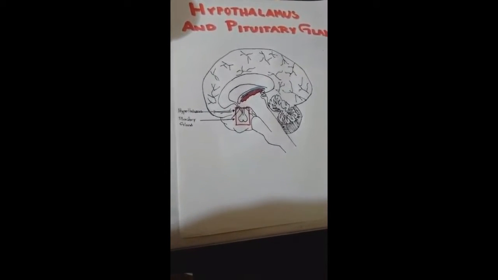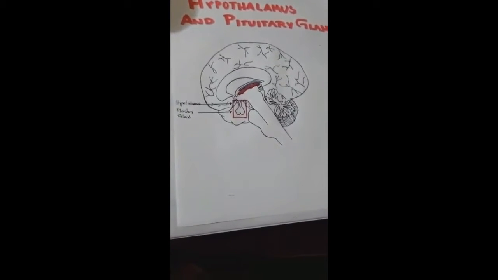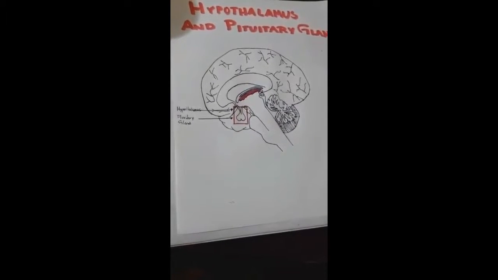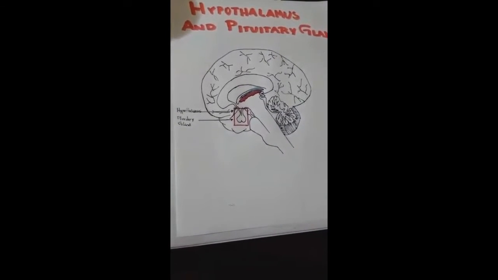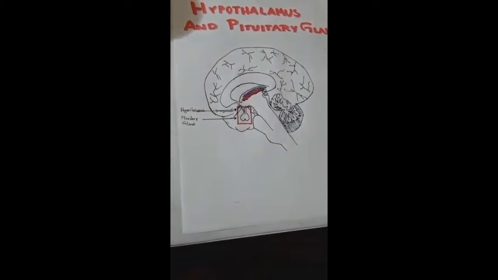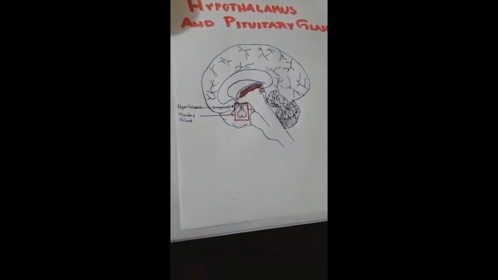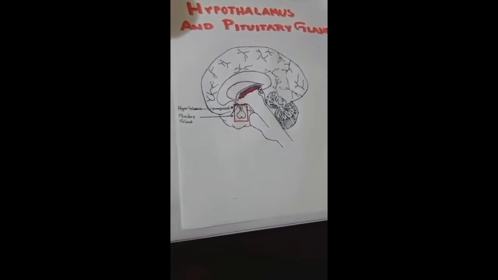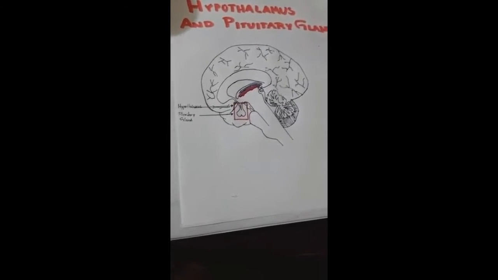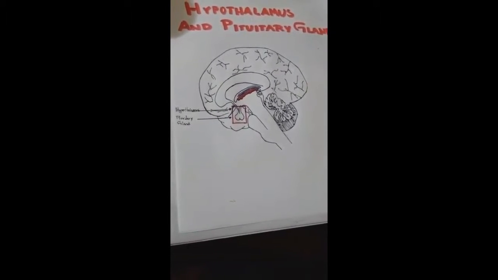Its function is to secrete releasing hormones and inhibiting hormones to stimulate or inhibit production of hormones in the anterior pituitary gland. The pituitary gland, that is here, is attached to the hypothalamus and stores hormones from the hypothalamus and releases them into the bloodstream. The pituitary consists of an anterior lobe and posterior lobe, each of which has distinct functions.